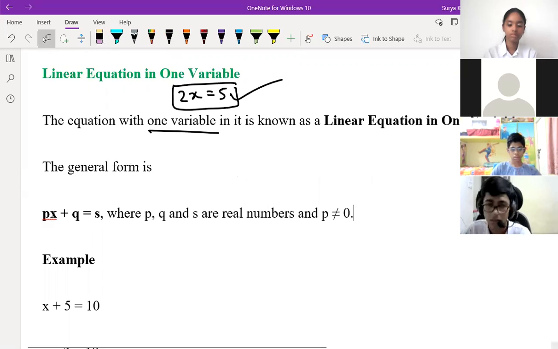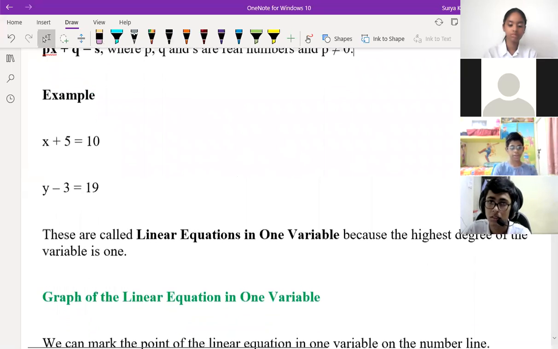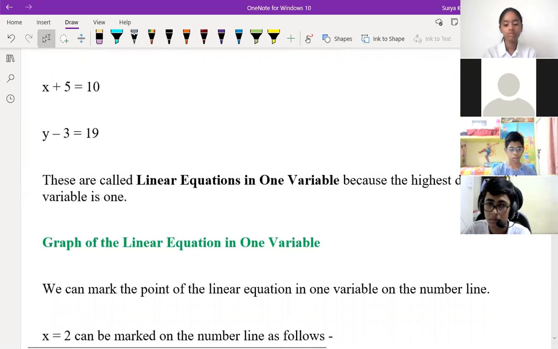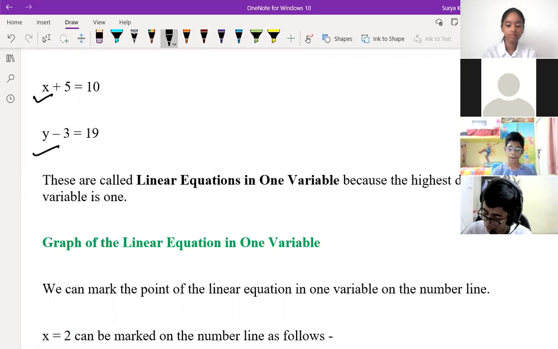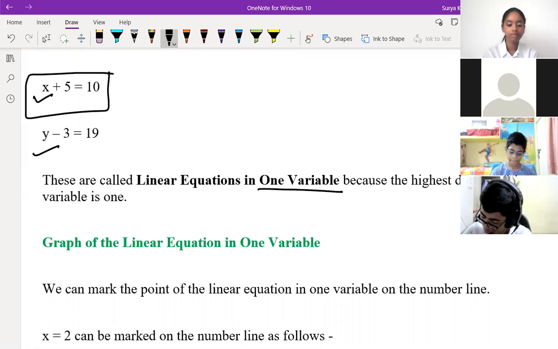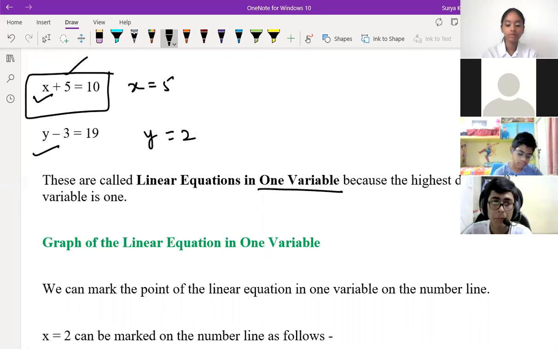Next example is given over here. x plus 5 is equal to 10. y minus 3 is equal to 9. So these are examples of linear equation in one variable. In each line you can see only one variable is there. So to find the value of x, you can find easily x is equal to 5. Here y is equal to 12, you can write.